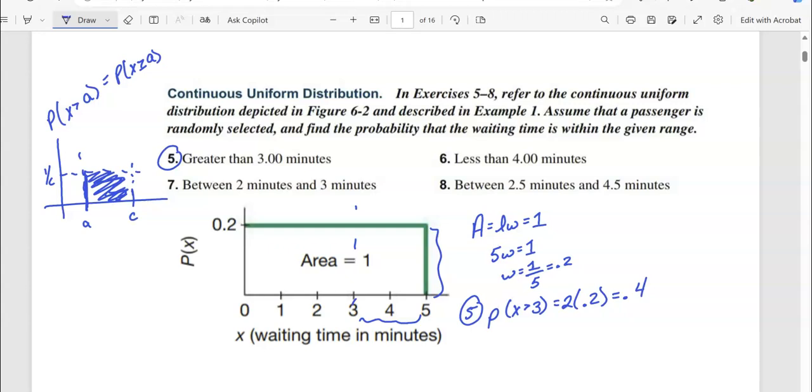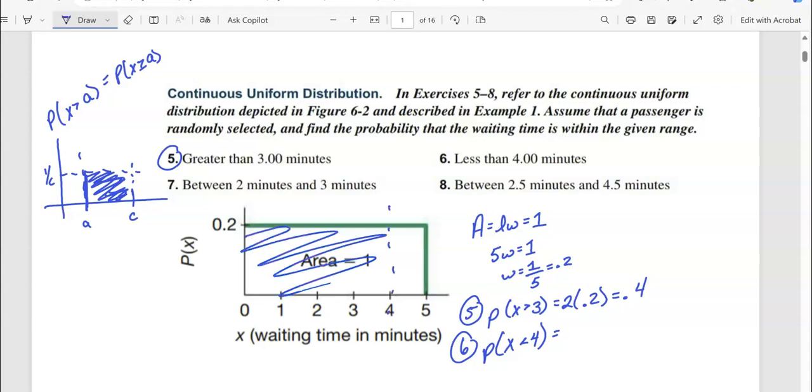Let's do another one. Let's look at 6. 6 is looking at the probability that we are waiting less than 4 minutes. So less than 4 would be this area. So we just need the length and the width. The length is 4, and the width is 0.2. So my probability is 0.8, which says that we have an 80% chance of waiting less than 4 minutes.